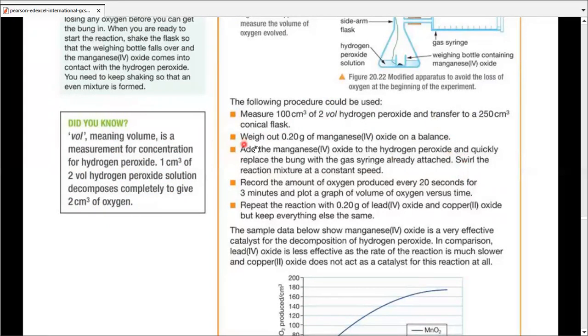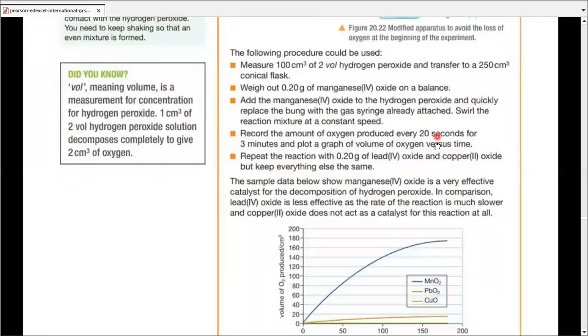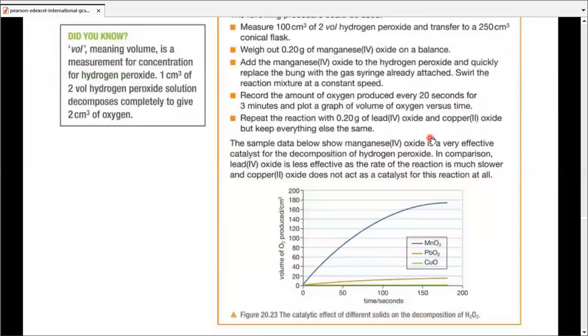All right. So weigh out 0.20 grams of manganese peroxide on a balance, add the manganese peroxide to the hydrogen peroxide and quickly replace the bung with the gas syringe already attached. Swirl the reaction mixture at a constant speed. Record the amount of oxygen produced every 20 seconds for up to 3 minutes. Plot the graph, time on the x-axis, volume of oxygen on the y-axis. Repeat the reaction with 0.20 grams of lead oxide and copper oxide, but keep everything else the same.